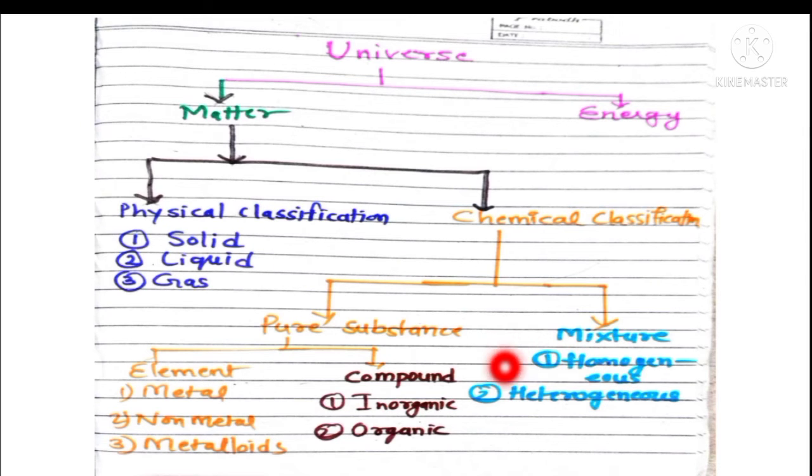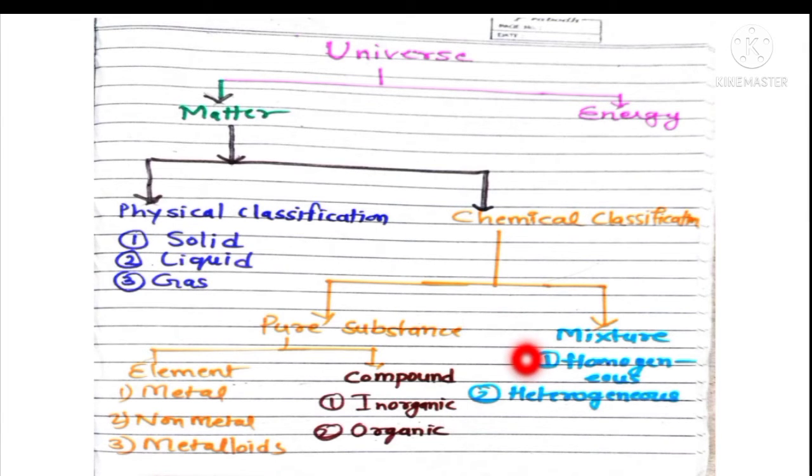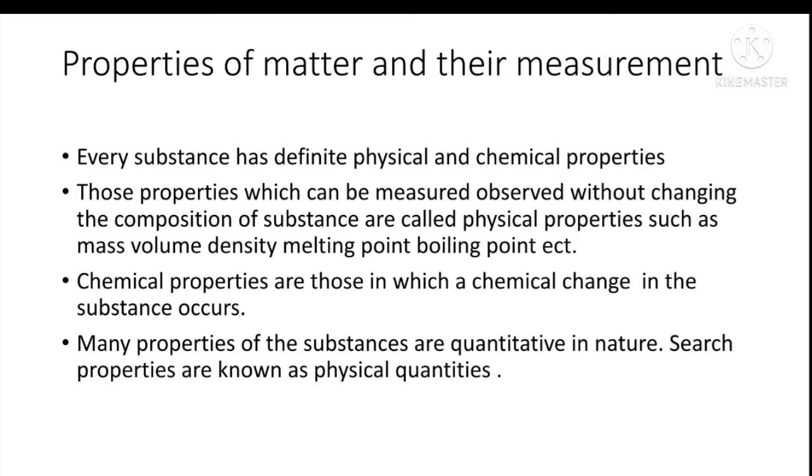mixture. And what happens in the case of a heterogeneous mixture? Suppose you mix water and sand, so they are not miscible and they retain their phases. Whatever phase they are in, they remain the same, and there is no uniformity in their distribution. So they are known as a heterogeneous mixture.